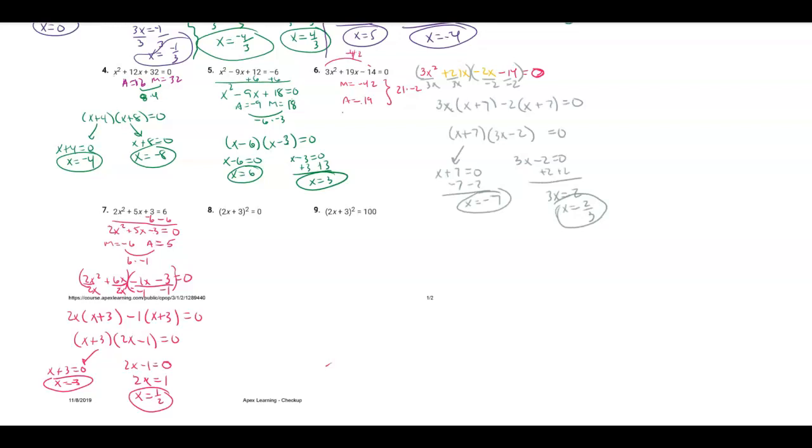So now, number 8. This is already set equal to 0, and if you think about this, when you square something, it ends up being 2x plus 3 times 2x plus 3 equals 0. And since you have the same binomial factor here, all I really have to do is pull 1 out and set it equal to 0. And when I solve this equation, 2x equals negative 3, divide by 2, and x equals negative 3/2.